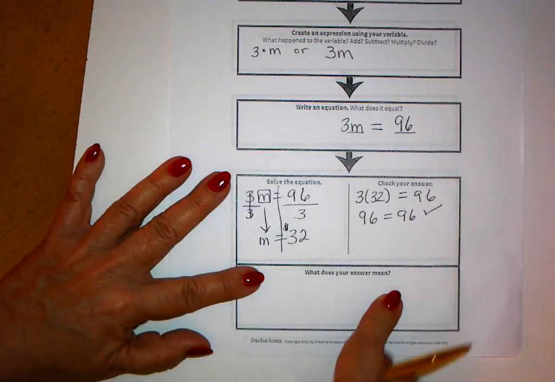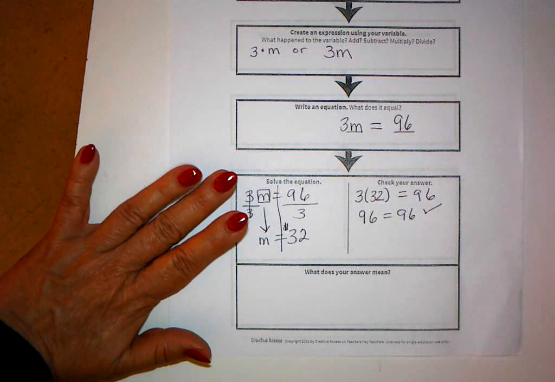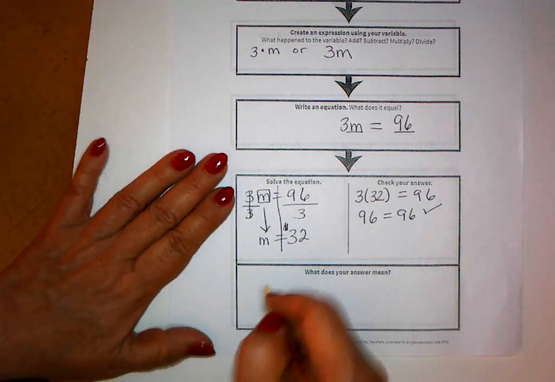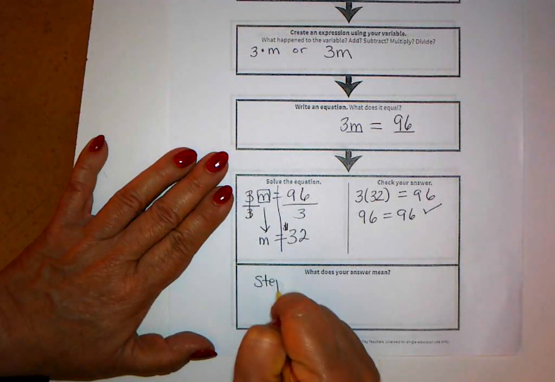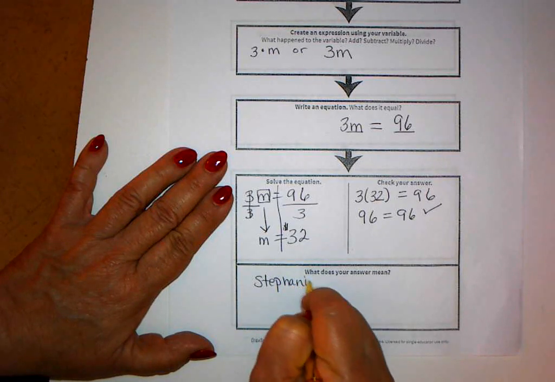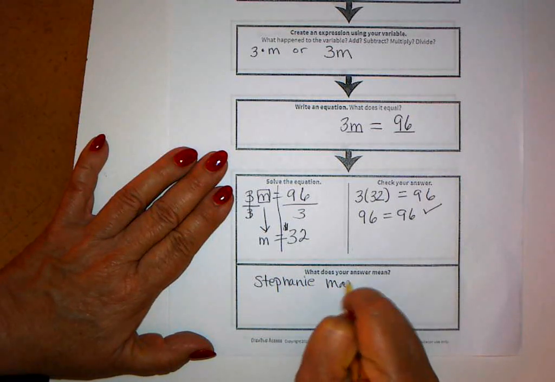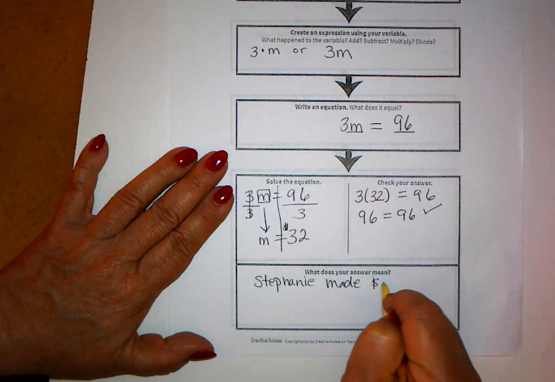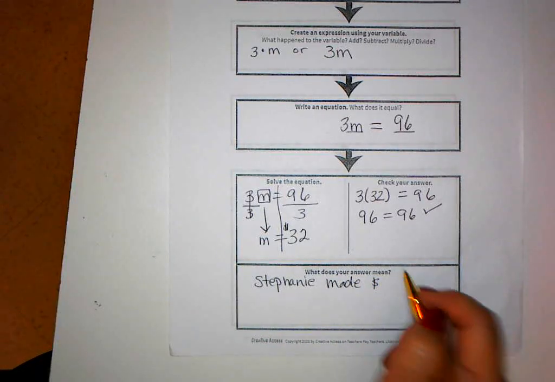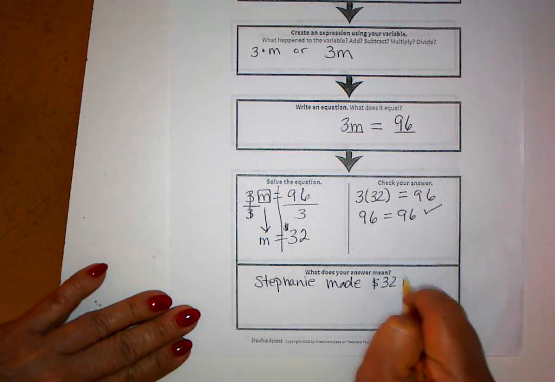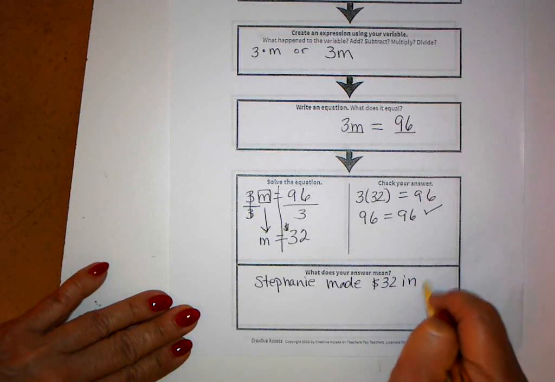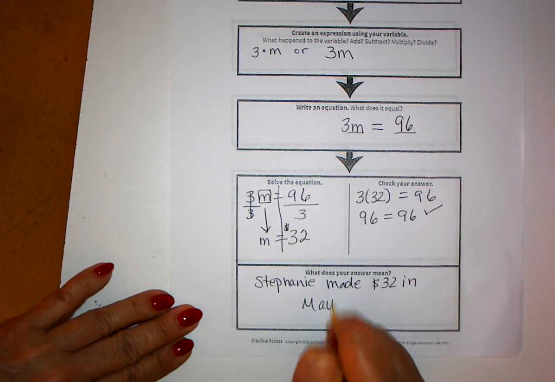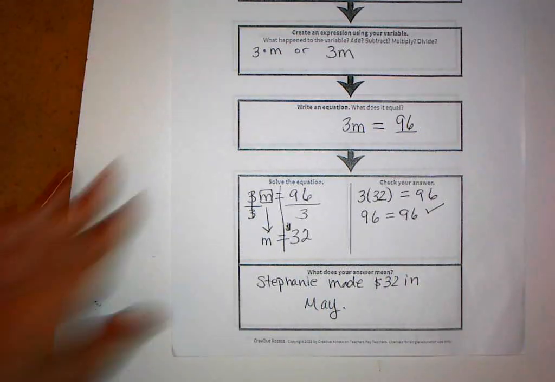What does my answer mean? Well, my answer means that Stephanie made $32 in May. Okay, there it is for that question right there.